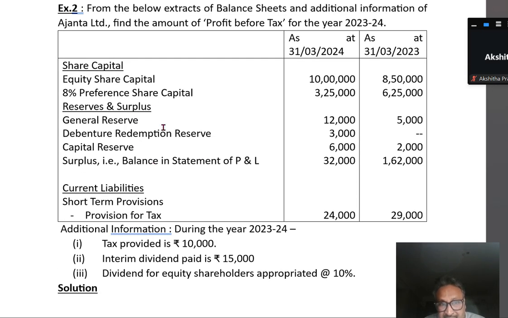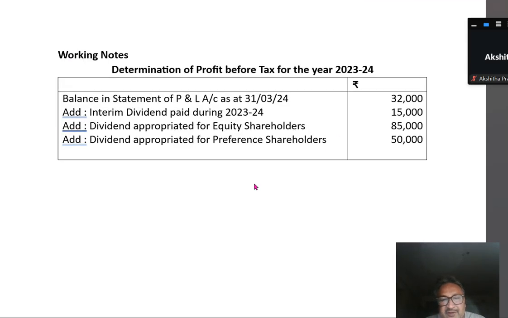Right? From our balance sheet, we can see that earlier general reserve was 5,000 at the end of previous year. Now, by the end of current year, it has become 12,000. It means there is an increase of 7,000 in general reserve. General reserve increases only when we transfer from profits to general reserve. It means during the year 23-24, we have transferred from our profits rupees 7,000 to general reserve. So that also we will add here. Add transfer to general reserve 7,000.